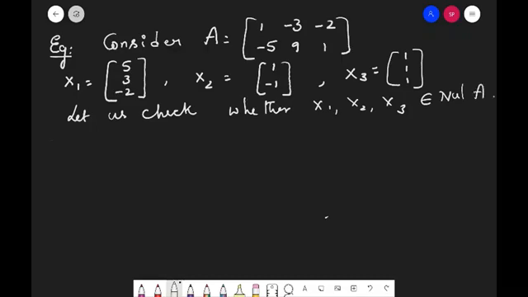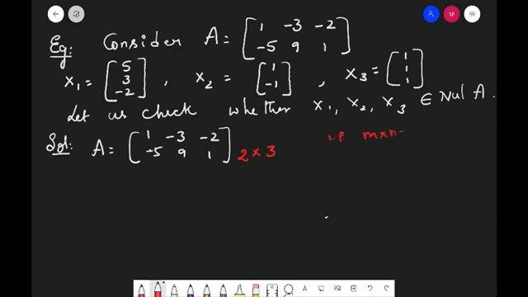So what is the matrix given to us? A is the matrix [1, -3, -2; -5, 9, 1]. What is its order? It has 2 rows and 3 columns. So m by n is equal to 2 by 3. Therefore n is 3, so we want Rn equal to R3. This is the information we have here.